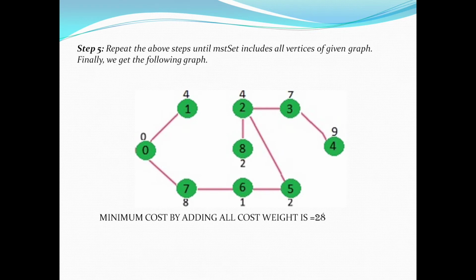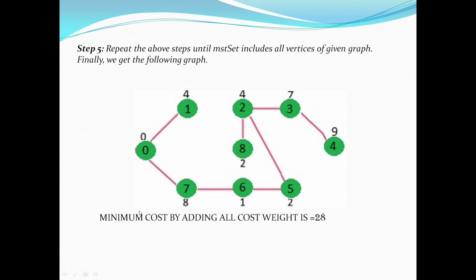Then we can proceed in a similar way as before, with the same steps for finding the minimum value and assigning those edges. So repeat the above steps until the MST set includes all the vertices of the given graph. Finally, we get the following graph, which is 0, 1, 7, 6, 8, 2, 3, 5, 4. This is the final Prim's graph which we get.